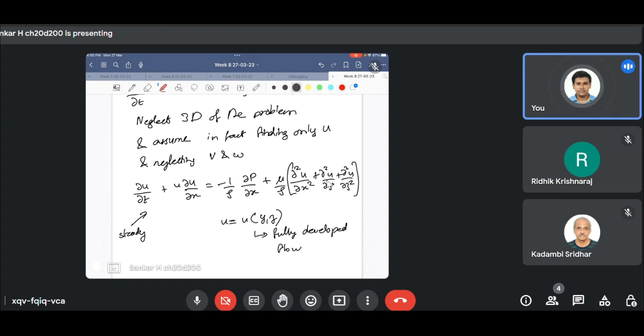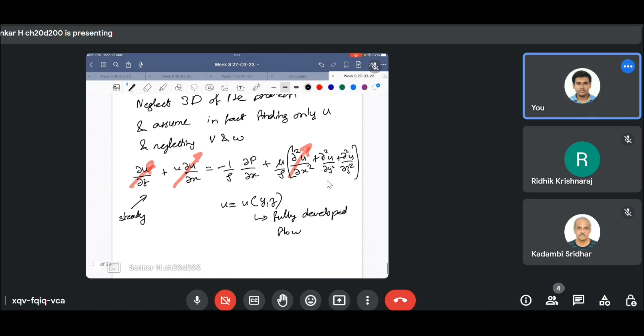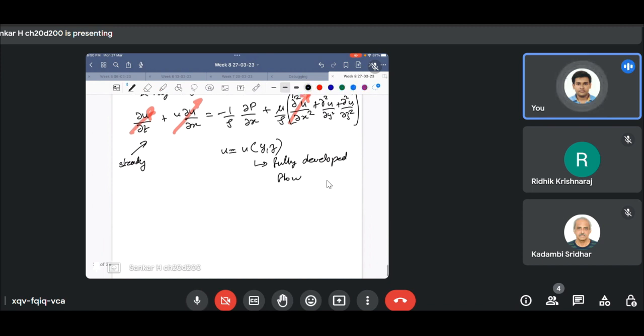So we can neglect this term, we can neglect this term and neglect this term, and also this term, since u is not a function of x. Therefore we can get the final expression as mu times dou square u by dou y square plus dou square u by dou z square is equal to 1 by rho dou p by dou x.